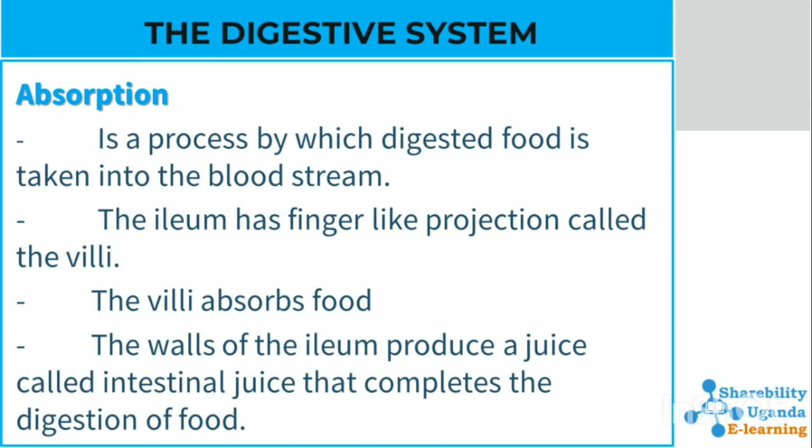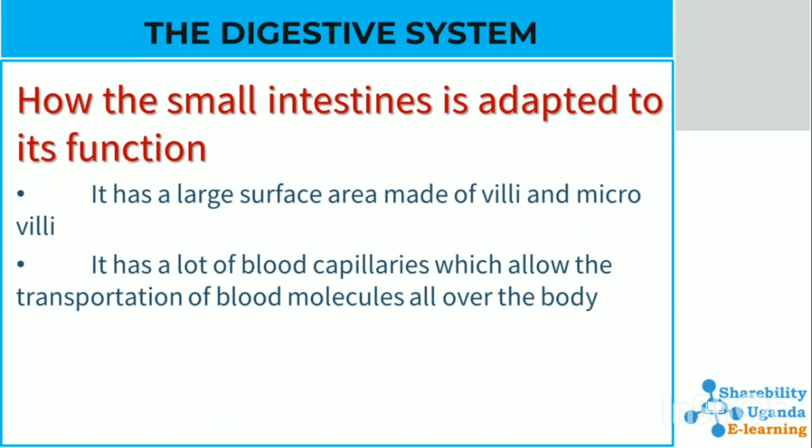Then we have what we call absorption. Absorption is a process by which digested food is taken into the bloodstream. The ileum has finger-like projections called the villi. The villi absorb food. The walls of the ileum produce a juice called the intestinal juice that completes the digestion of food. How is the small intestine adapted to its function, or how is it able to perform its functions?